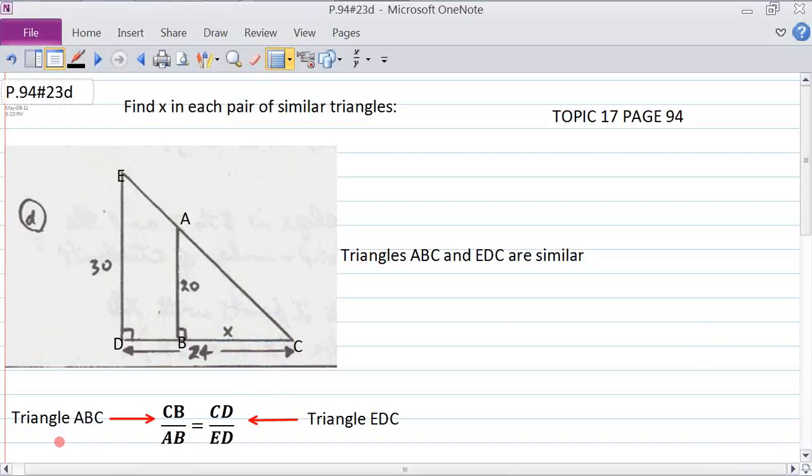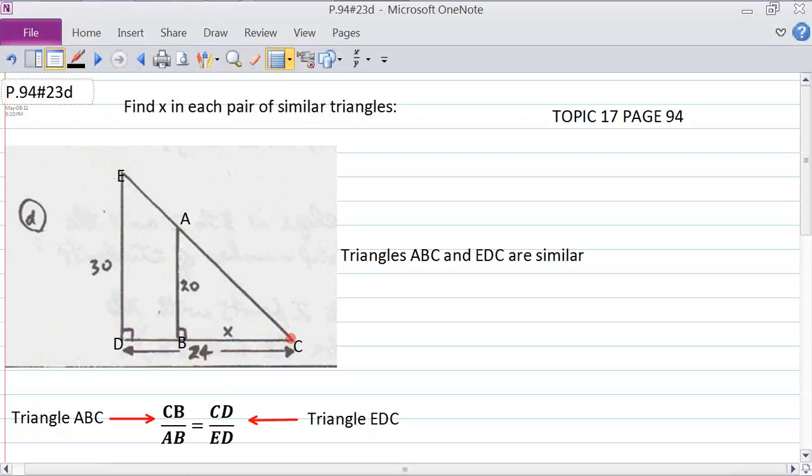So we take a ratio of sides in both triangles. Let's take the ratio of CB to AB, because we know CB is X and we know AB is 20. This is X and this is 20. Now, in the other triangle, the triangle EDC, we're going to take the length of this side and compare it to the length of that side. So 24 is to 30.